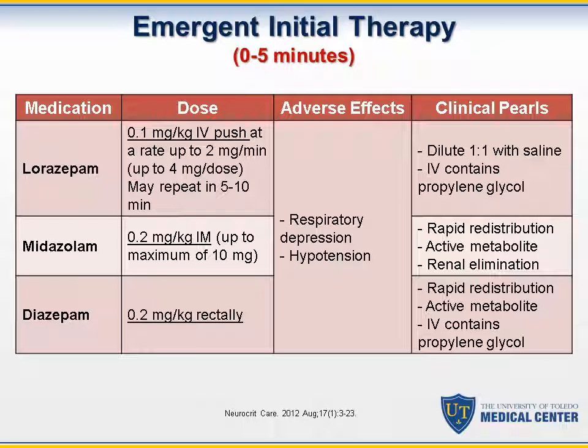Midazolam, on the other hand, is dosed 0.2 milligrams per kilogram IM, up to a maximum of 10 milligrams. And some clinical pearls are that it has rapid redistribution, so it is short acting, has an active metabolite, and it is renally eliminated. Diazepam is dosed 0.2 milligrams per kilogram rectally. It also has a rapid redistribution. It has an active metabolite, and the IV version contains propylene glycol. Please note that doses should be titrated based on clinical and EEG findings, so what is used in clinical practice may be higher than what is shown here.